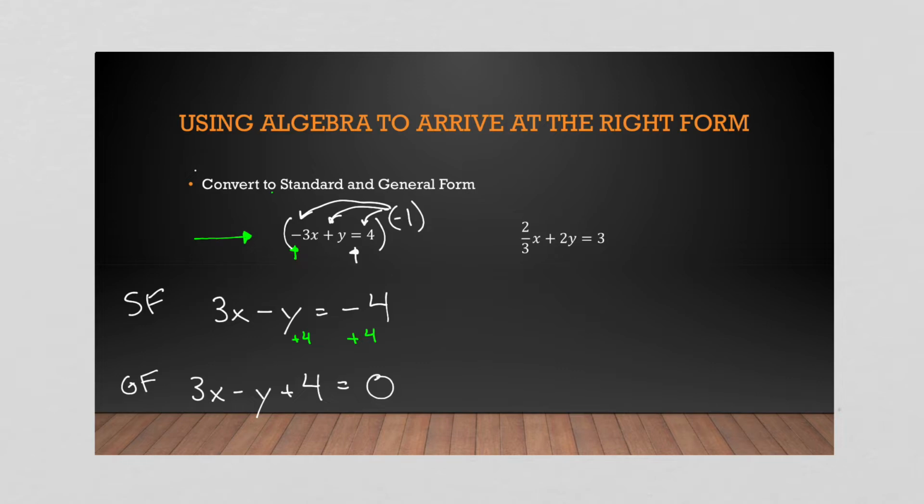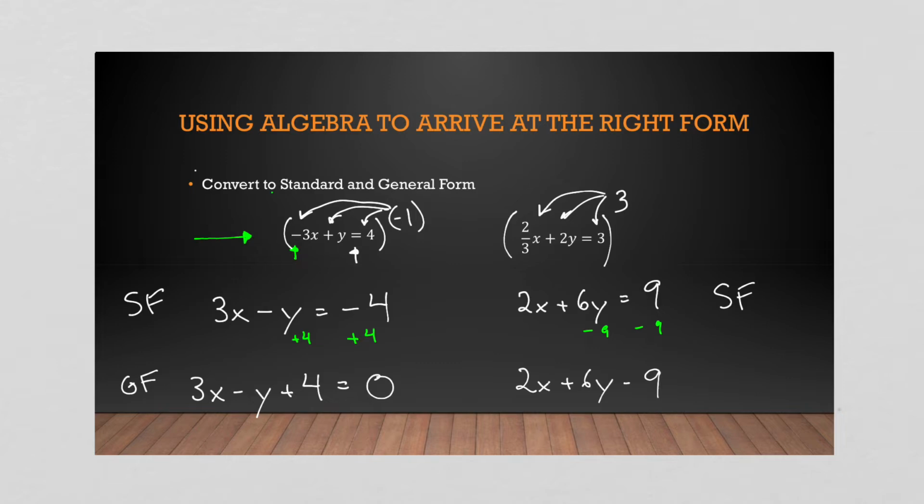So now if we look at the next one, we got a bit of a problem because we have 2/3 and we don't want a fraction. So in this case, we're going to have to multiply the entire equation by the lowest common denominator, which is 3. And what we end up with is 3 into there, into there, and into there. We get 2x plus 6y equals 9. And there it is. There's my standard form. So how do I get to general form? Well, I just subtract 9 from both sides, and my general form is 2x plus 6y minus 9 equals 0, and that is my general form.